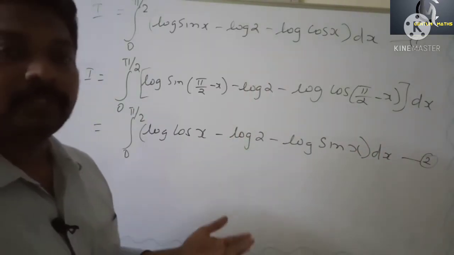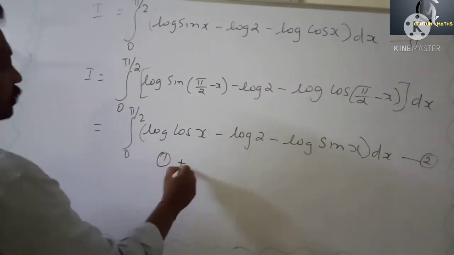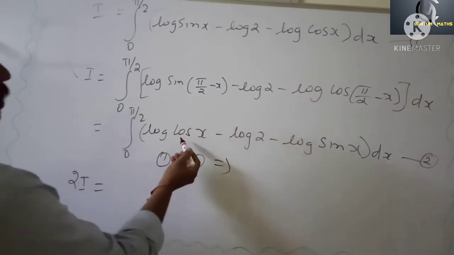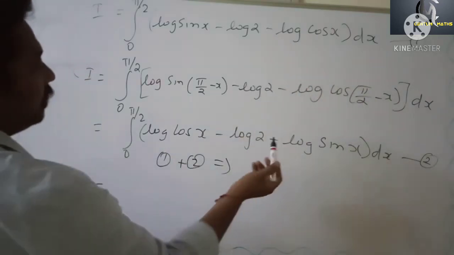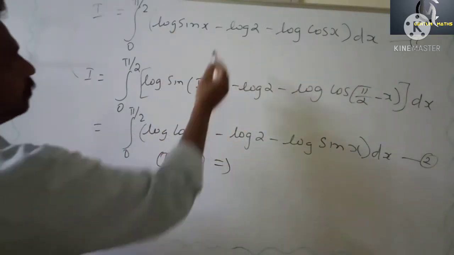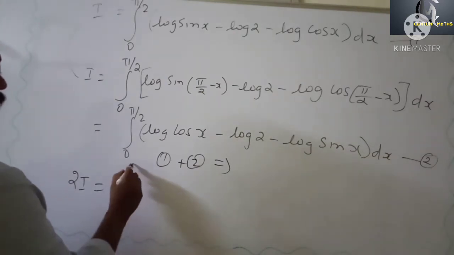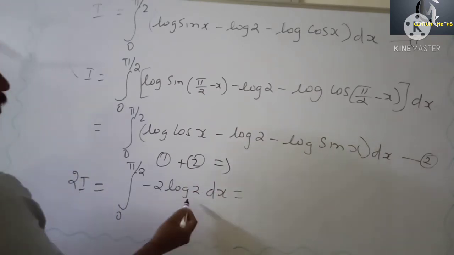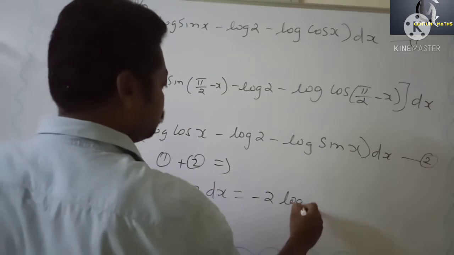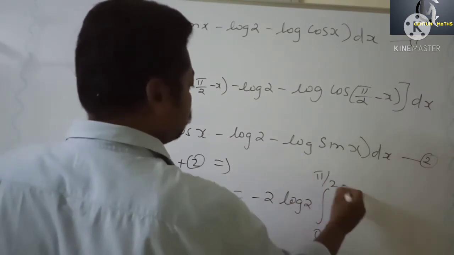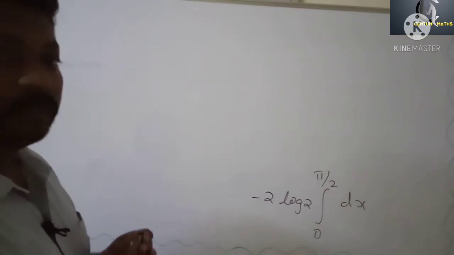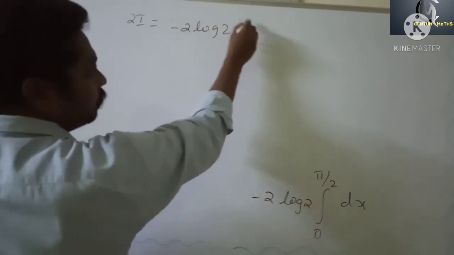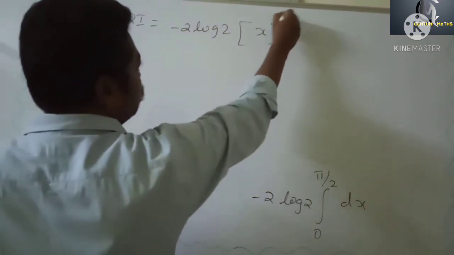Now we add equation 1 and 2. So I plus I, 2I equals, log cos x minus log cos x got cancelled, minus log sin x plus log sin x got cancelled. So minus log 2 minus log 2 becomes minus 2 log 2 dx. Minus 2 log 2 is a constant, so I am taking it outside. So integral 0 to pi by 2 dx. What's the integral of dx? x.